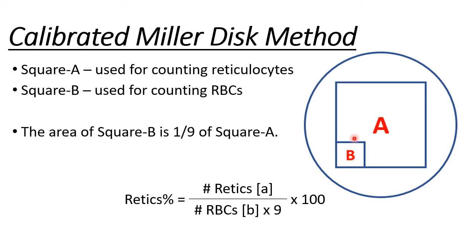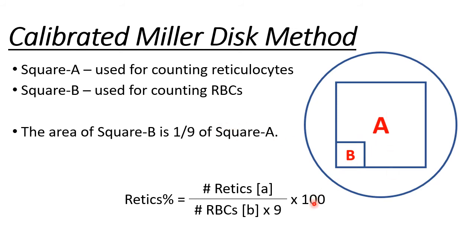Where will you count the reticulocytes and the RBCs? The reticulocytes are counted in square A. Okay? In square B, the RBCs are counted. And in actuality, how big is the area of B? How small is it compared to square A? Based on books, square B is just 1/9 of the area of square A. So, how do we use that information?